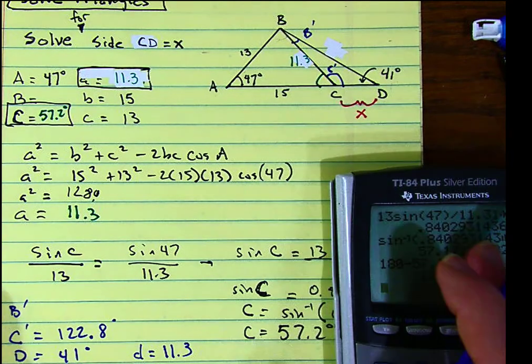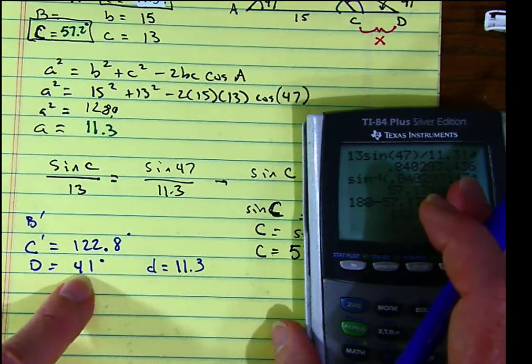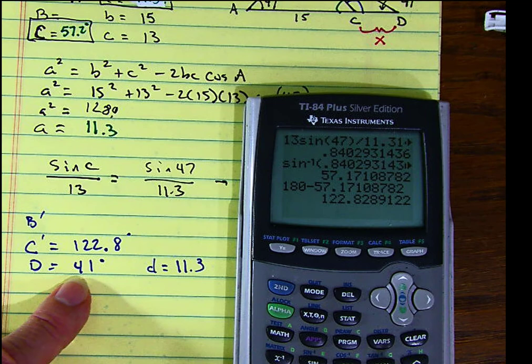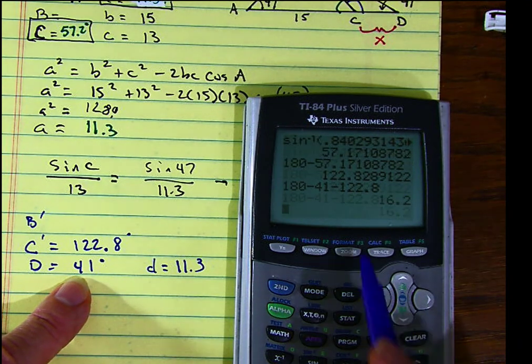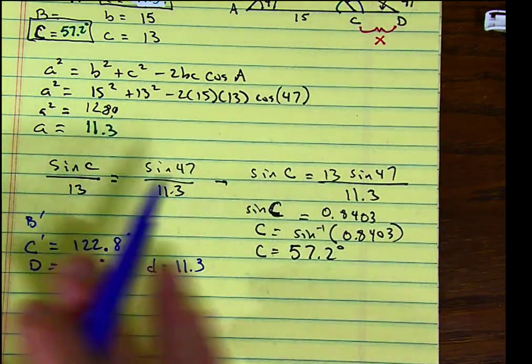And I don't know what that angle is, but I can find it real easy because I have the other two angles in the triangle. So if I do the 180 minus the 41 and minus the 122.8, and we got 16.2.